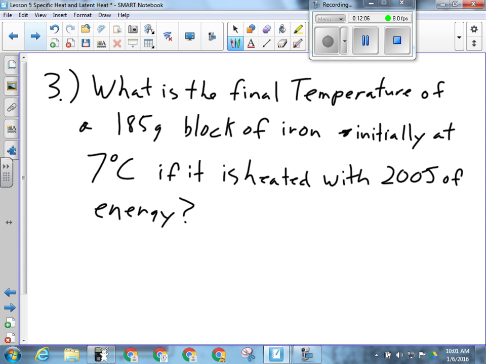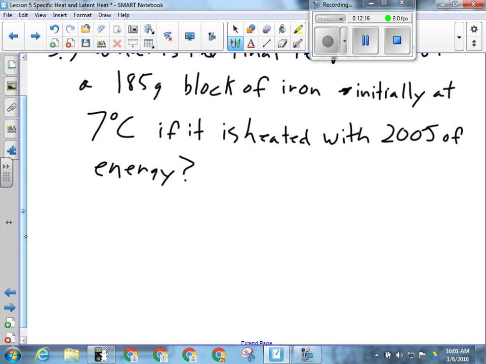All right, I'm just going to go through these two just so we get them done before class ends. What's the final temperature of a 185 gram block of iron initially at 7 degrees Celsius if it's heated with 200 joules? So they're giving me one of the temperatures and asking me to find the other. So what part of mc delta T do I need to find? If it has to do with temperature, I should find delta T. I'll find the change in temperature using E equals mc delta T, and then I'll be able to use that and the initial to figure out what the final is, right? If I know where I started and I know how much I change it by, I can figure out what my last temperature would be.